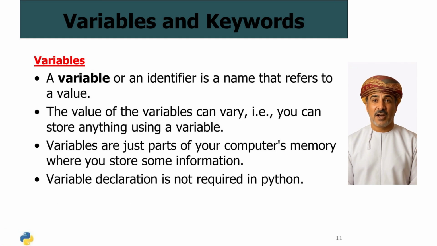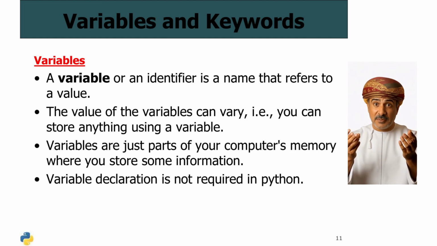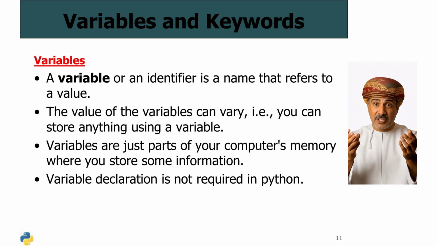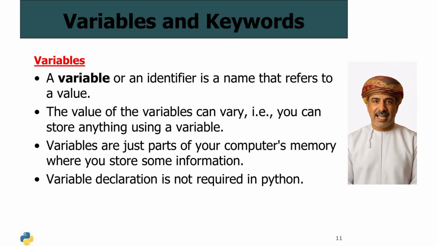Variables are identifiers that refer to values, allowing you to store diverse data types. They are dynamic, meaning their values can change. In Python, you don't need to declare variables before using them. They are simply memory locations for storing information. This flexibility makes Python efficient for various programming tasks.